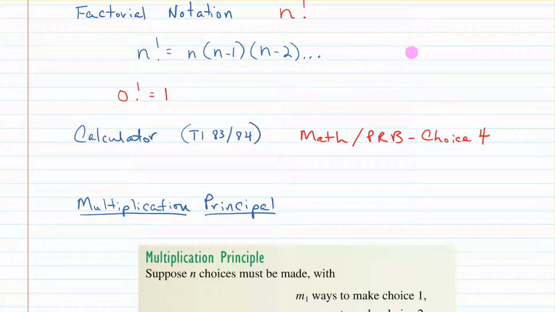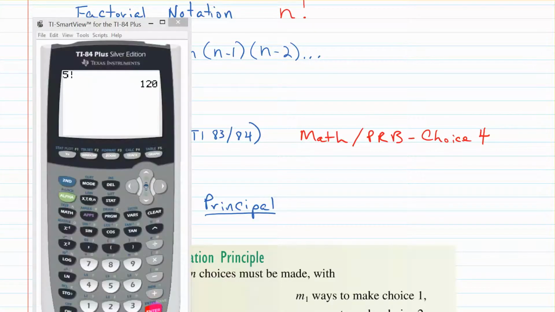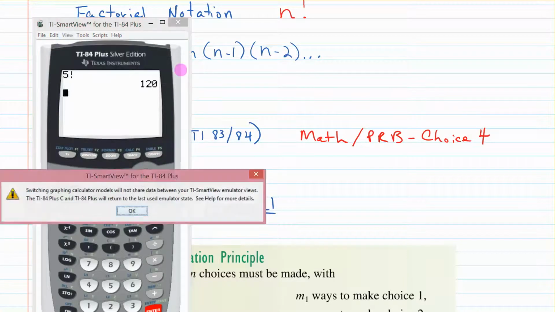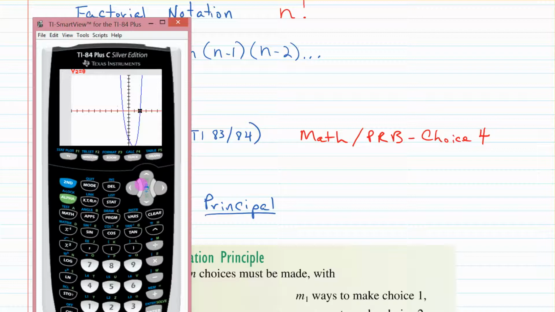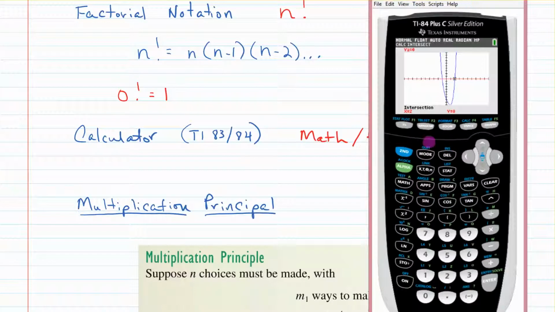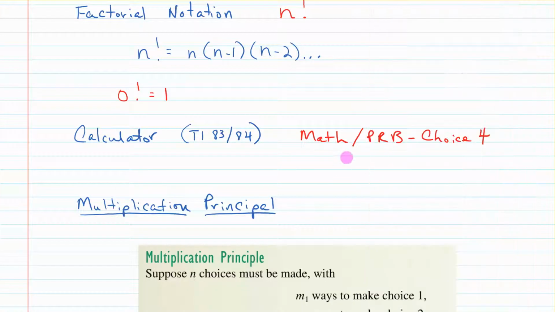Now, if you have the newer style calculators, let me see if I can get that up here so we can see. It'll be different in the permutations. I don't think it is in the factorial, so I think we're okay there. We'll come back to that.